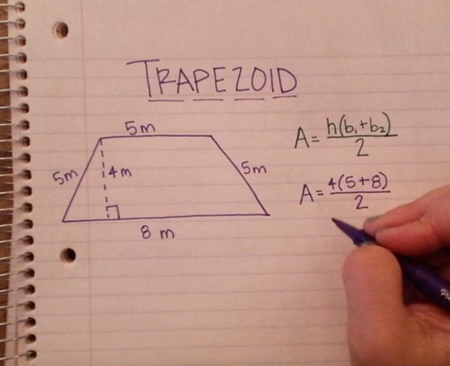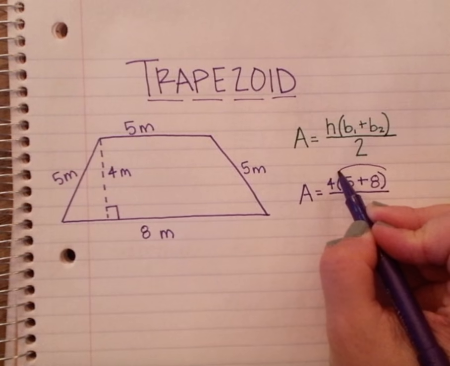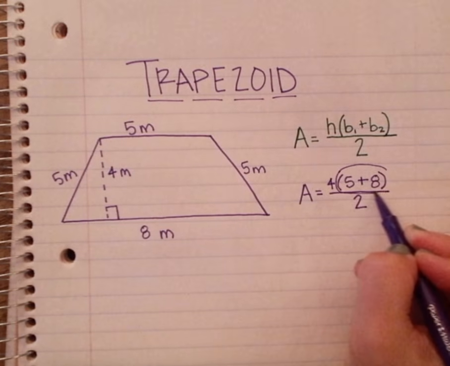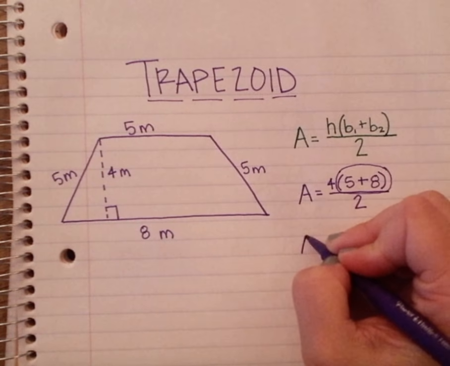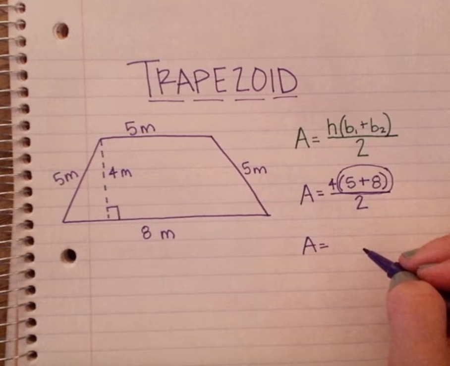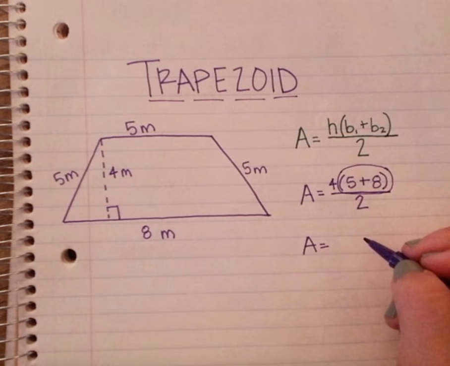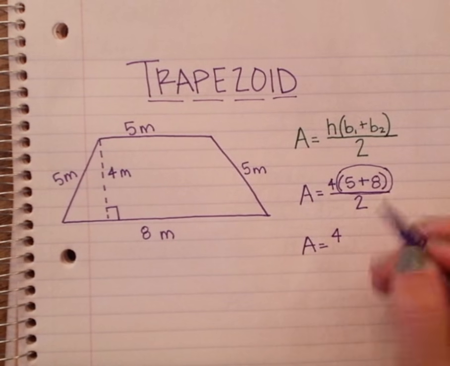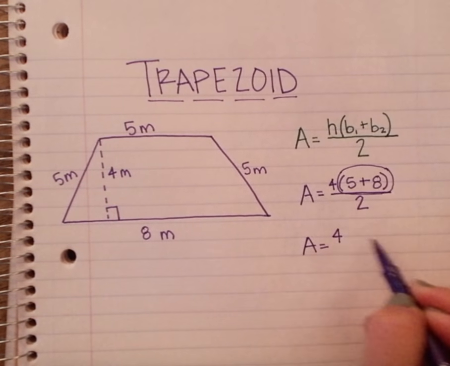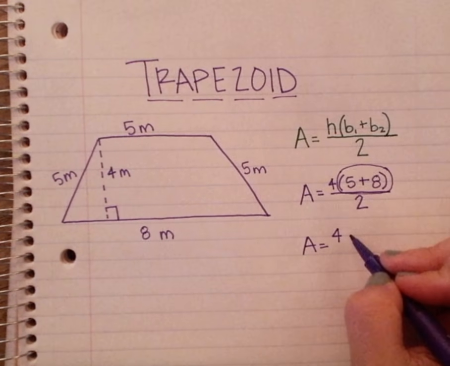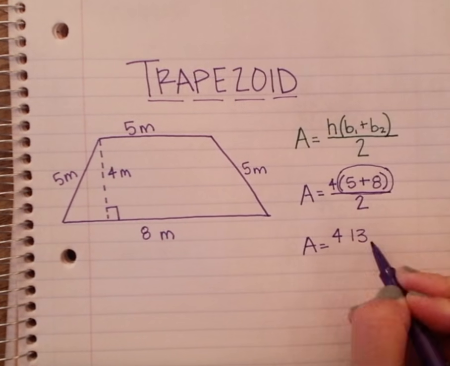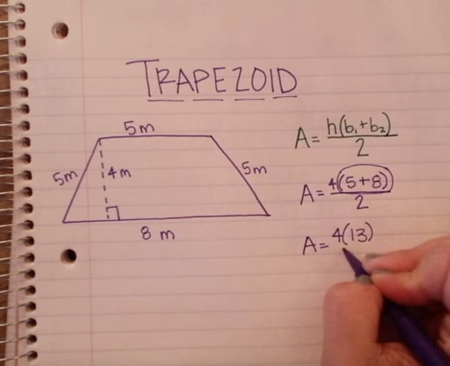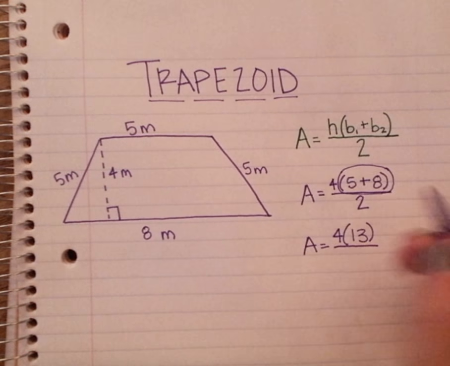So what do we do first? Multiply. Order of operations. What are we going to do first? Parentheses. So inside the parentheses we have 5 plus 8. On the count of 3, 5 plus 8 is 1, 2, 3. 13. So I'm going to bring everything down. I still have my 4. What operation am I doing with the 4 and the 13? Multiplication. So what needs to go between 4 and 13? Parentheses or a dot. So I'm going to come back in parentheses. And we're still dividing by 2.